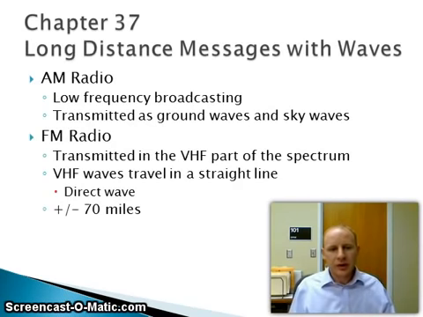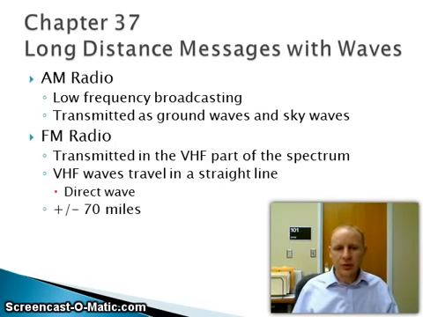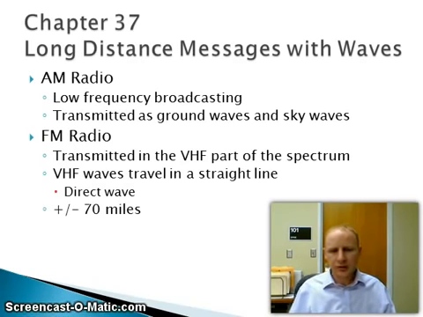So with our AM radio and FM radio, AM uses a low frequency broadcasting, so it's lower frequency and is transmitted as ground waves and sky waves, whereas the FM radio is transmitted in the VHF or very high frequency part of the spectrum. The difference though is that VHF waves travel in a straight line, and so you really get about a 70-mile range from the antenna. You're all familiar with the fact that you can pick up an AM radio station from much further away than you can an FM.